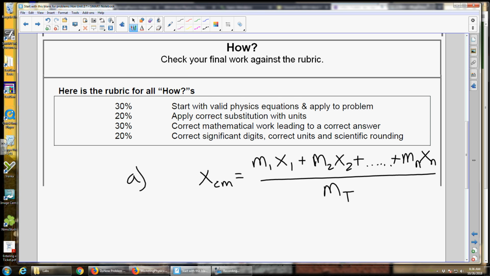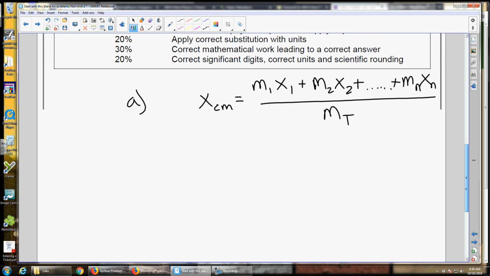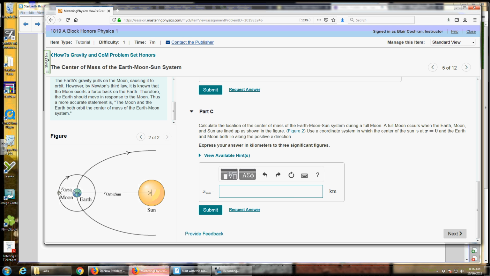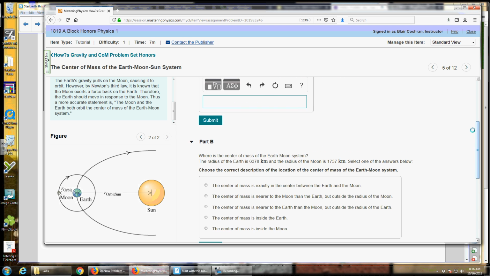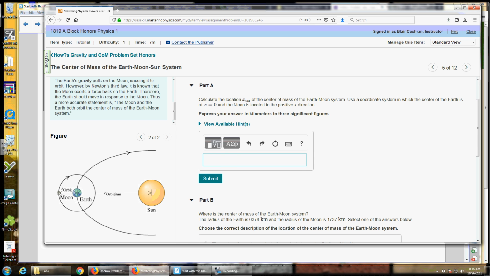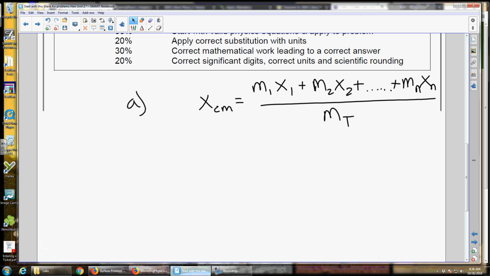Right? How many masses do I have in part A? How many things do I have in the first part? 2. The Earth and the Moon. So I only need 2 terms in this. Okay? So now I'm going to plug in XCM.